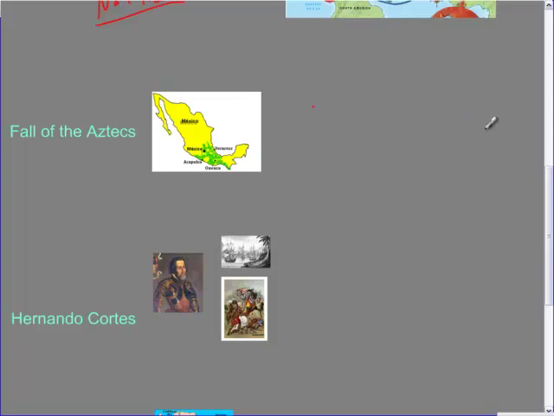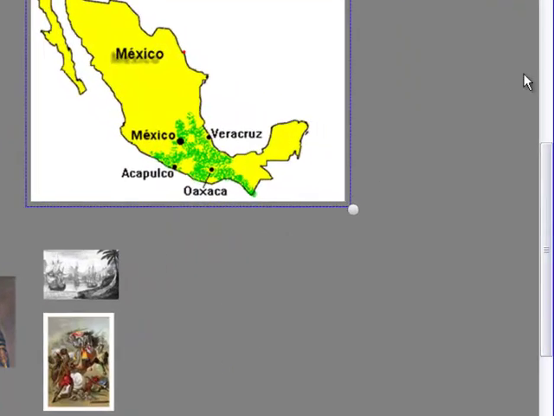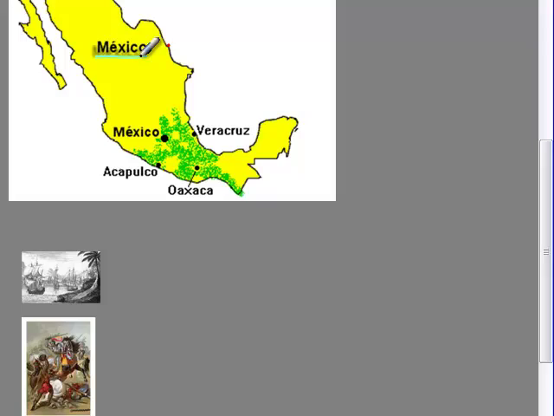And the problem with the Spanish setting up their colonies is that there are already people living here, already living in the North and South American continents, like the Aztecs. And then we'll get to the Incas after this. But the Aztecs are in Mexico. So remember that. The Aztecs are in Mexico.